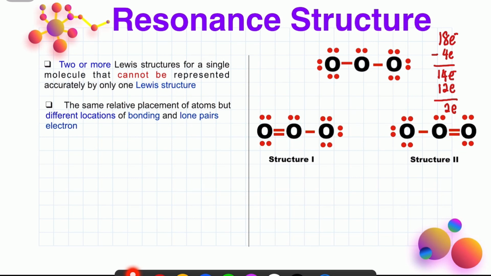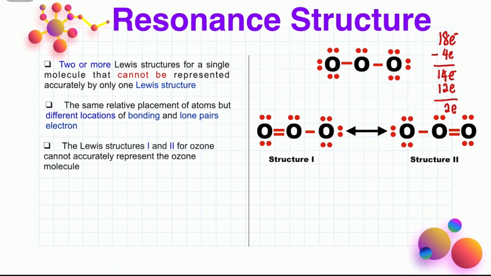So for these 2 structures, structure 1 can become structure 2 and structure 2 can become structure 1. We call this resonance. To show it is resonance, we use the resonance arrow. So this is the resonance arrow. When you draw the Lewis structure, and if the molecule has resonance structures, you have to put this arrow to show the relationship between structure 1 and 2. It is a resonance structure.